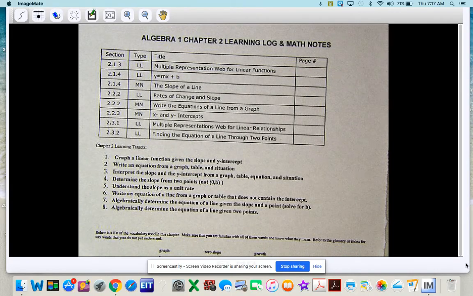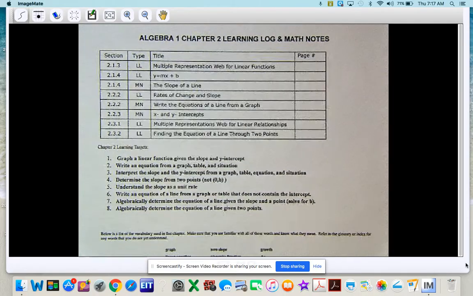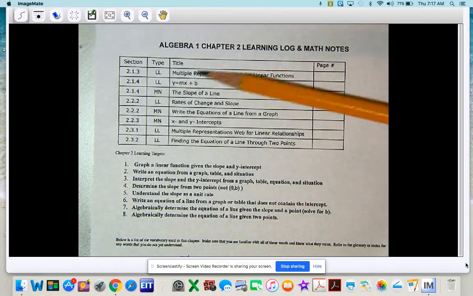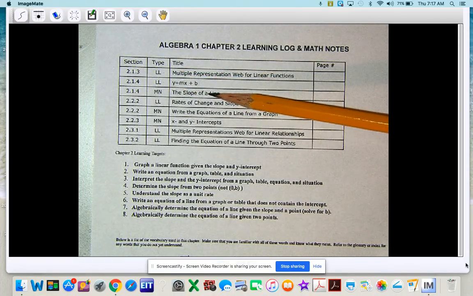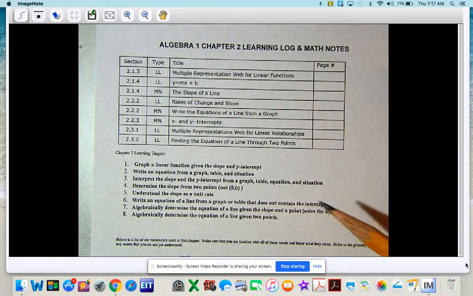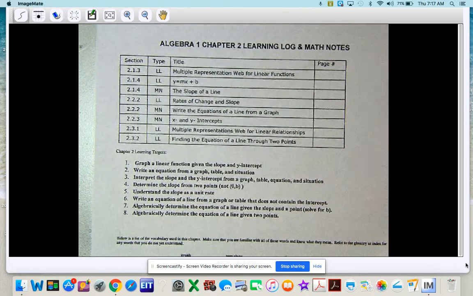Okay, so here are the learning targets and the entries that you're going to need to put in for chapter 2. So we've got a couple learning log entries, a few math notes, but we're just going to get kind of this first few things done. Okay. The learning targets for this chapter.